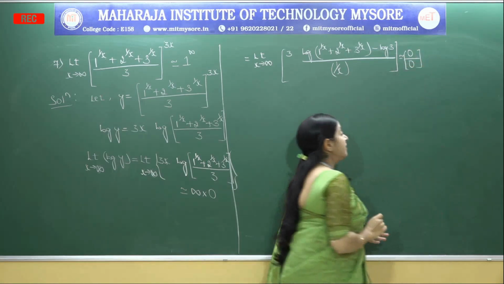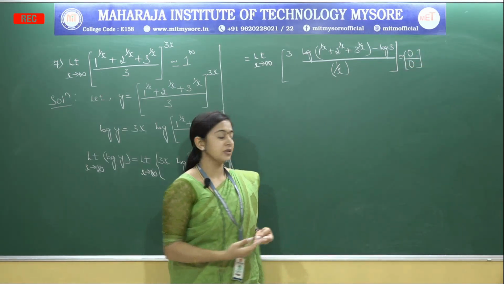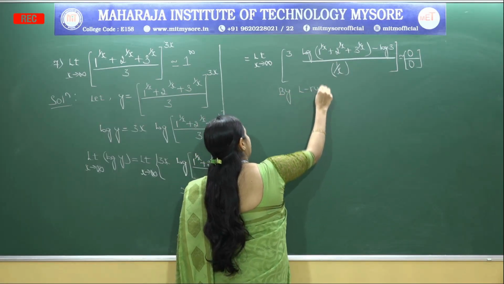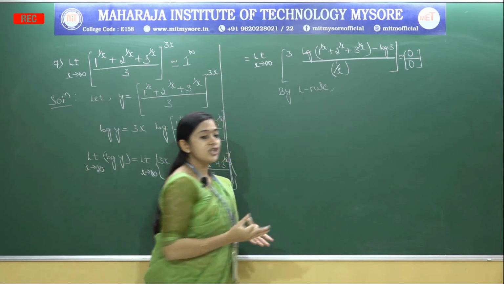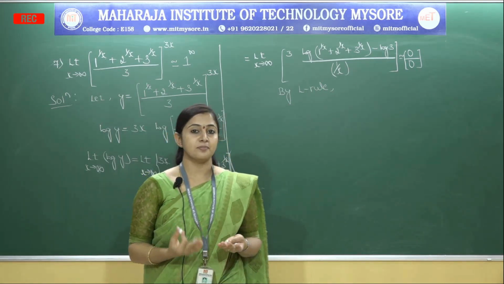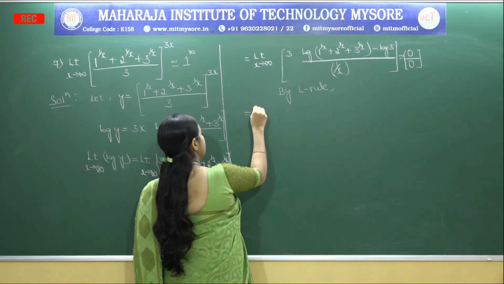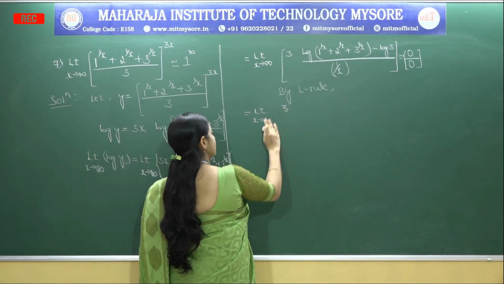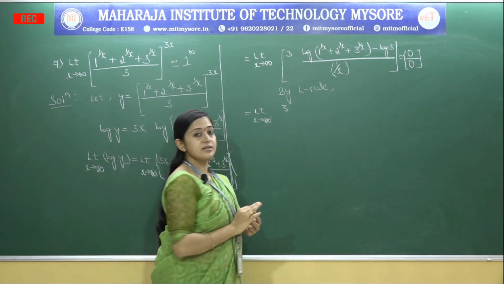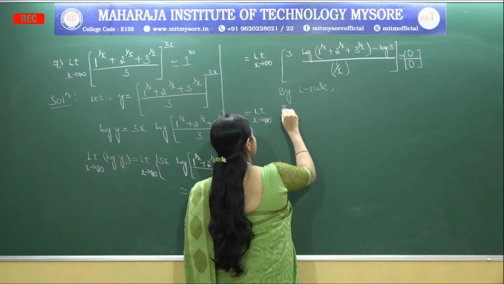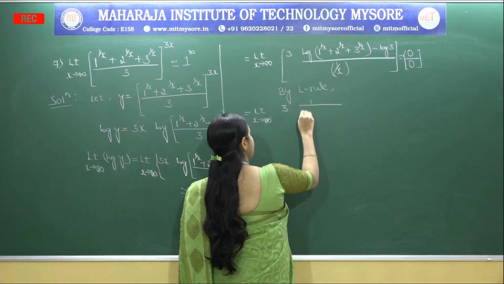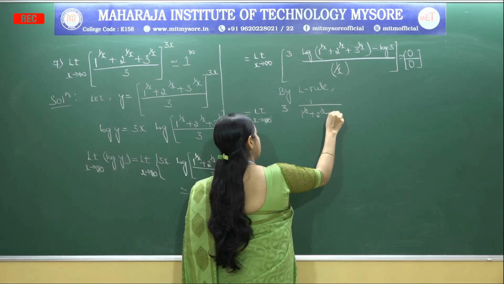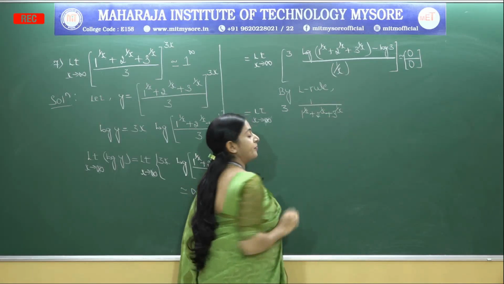So it reduces to a standard indeterminate form. You can apply the L'Hospital rule. So differentiate the numerator and denominator separately. You will get the limit, keep the 3 as it is. Log x differentiation is 1/x, so 2^(1/x) plus 3^(1/x).